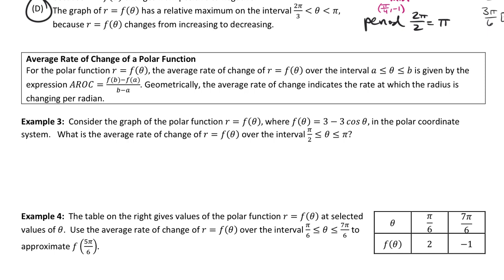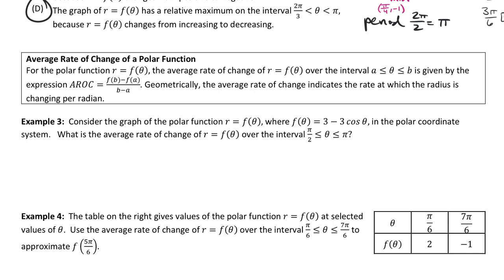So for polar functions, we can also find the average rate of change. This is not easily done visually. It's much more easily done analytically, meaning by hand. But the formula is the same. You evaluate the function at the second input. You evaluate the function at the first input. You subtract them, divide by the difference in the inputs.